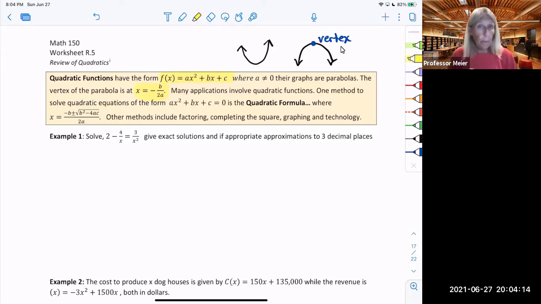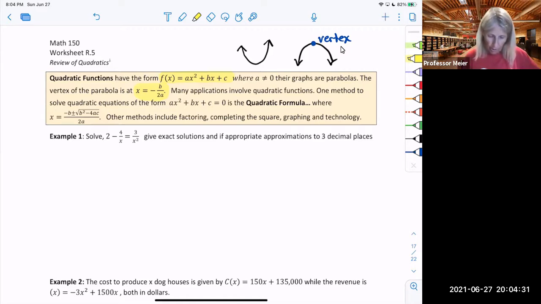The quadratic formula is used if we want to figure out where that quadratic is equal to 0. Lots of times that's useful in finding x-intercepts. And completing the square is an option, and technology, of course. All right, so let's just look at some examples here.